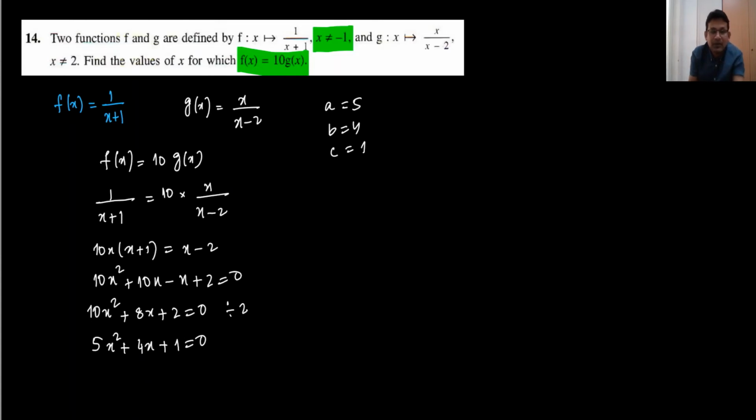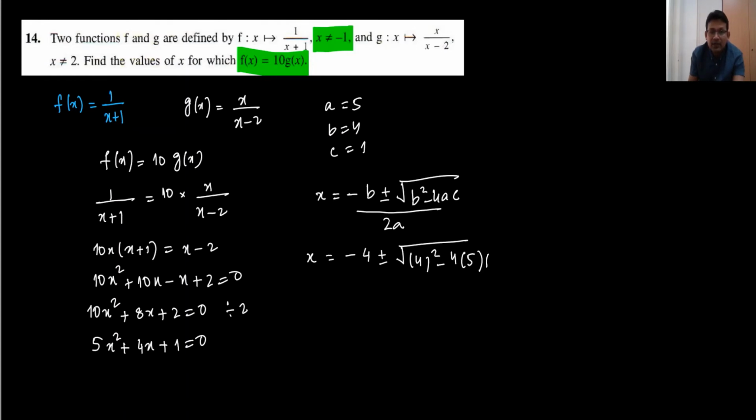No, it's not possible. x equals minus b plus or minus the square root of b squared minus 4ac, divided by 2a, and we need to substitute in the quadratic formula. So it is minus 4 plus or minus the square root of 4 squared minus 4, where a is 5 and c is 1, and divided by 2a, where a is 5.